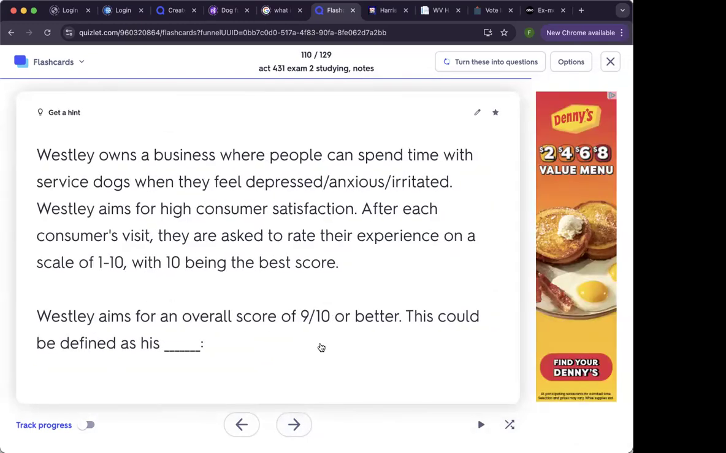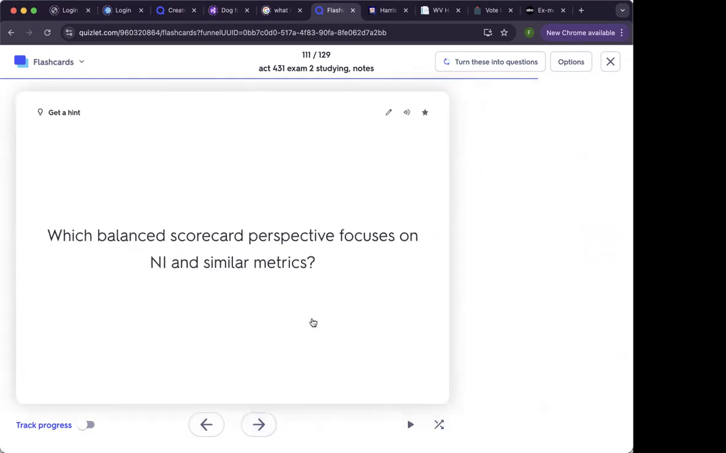All right, now these are the buzzer questions from review day. So Wesley owns a business where people can spend time with service dogs when they feel depressed, anxious, or irritated. Wesley aims for high consumer satisfaction. After each consumer's visit, they are asked to rate their experience on a scale of 1 to 10, with 10 being the highest score. Wesley aims for an overall score of 9 out of 10 or better. This could be defined as his target.